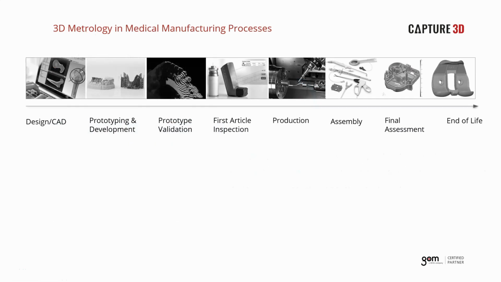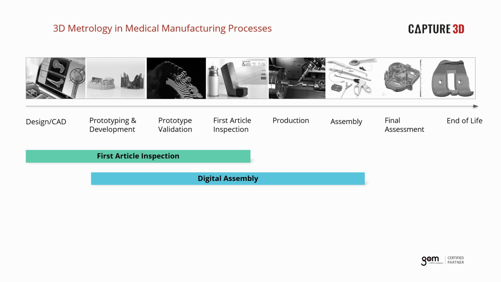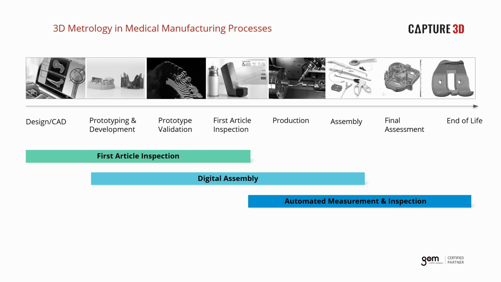We started our demos off by showing how dimensional analysis could be used to help through the first article inspection phase of a product's journey through its life cycle. From there, we started to look at digital assembly and how digital assemblies can be used throughout the prototype all the way to final assembly process of a part's journey. And from there, we looked at, as the part started to enter production phase, how you could really use automated measurement and inspection to level up your throughput through your quality labs. From there, we addressed trend analysis and how trends could be used to keep your processes running at optimum levels.